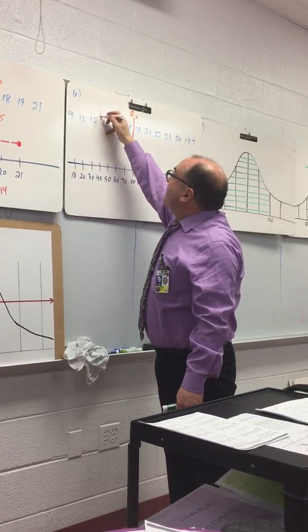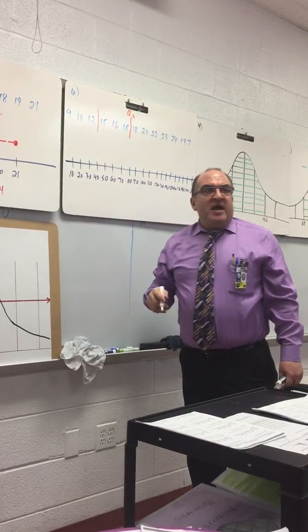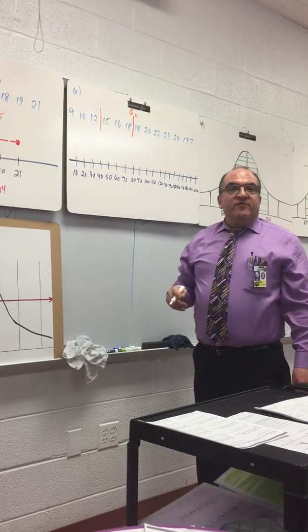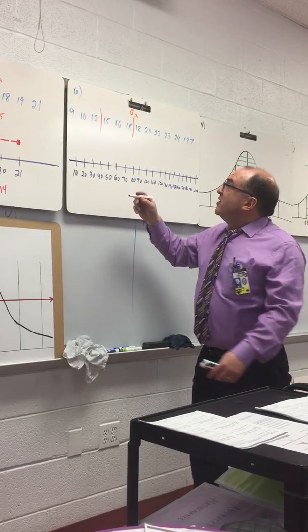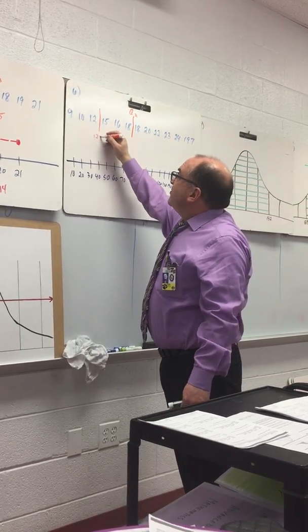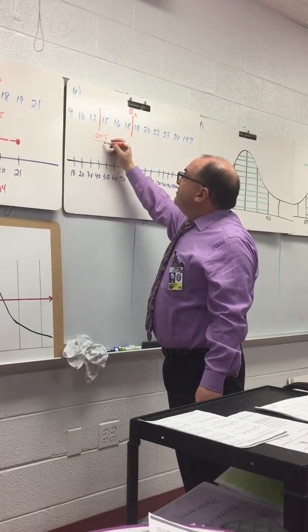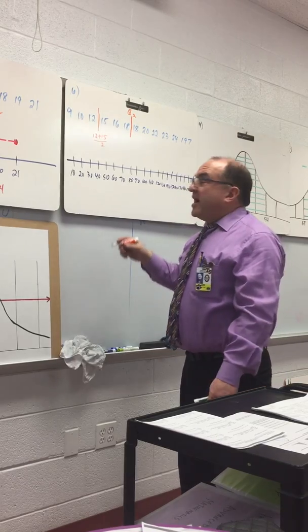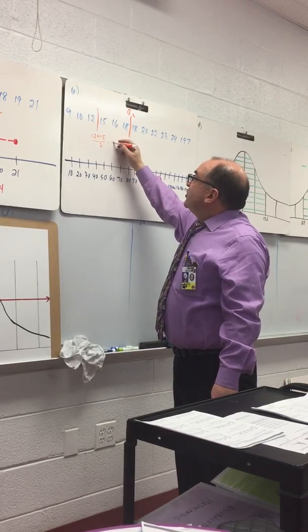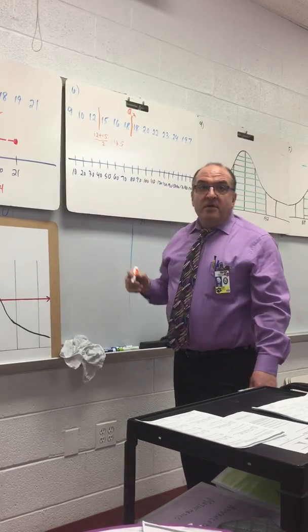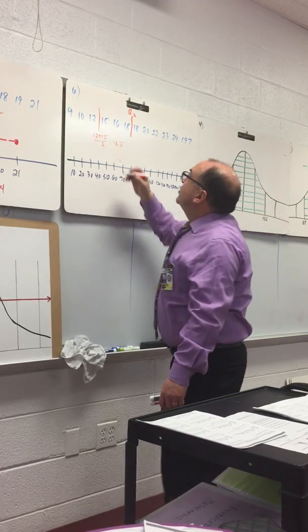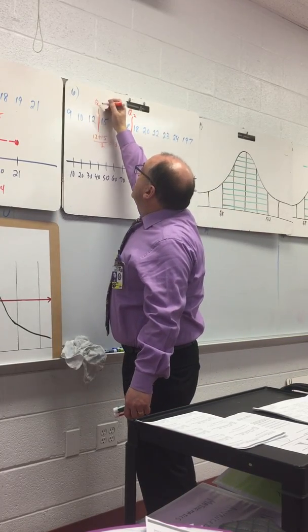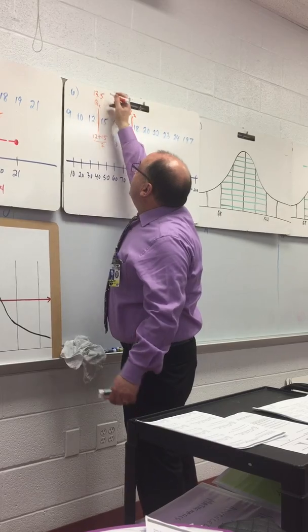Between 12 and 15. How do you find the middle of 12 and 15? Take 12 plus 15 and divide by 2. 12 plus 15 is 27. 27 divided by 2 is 13.5. Okay? That is your Q1. Q1 is 13.5.